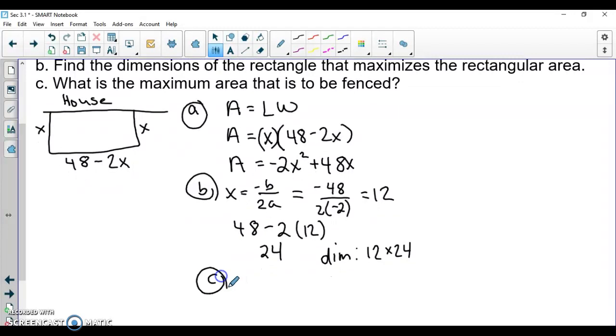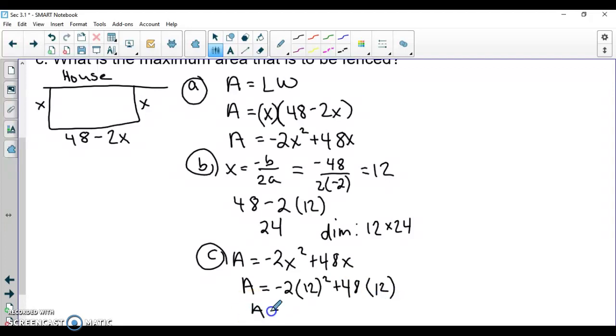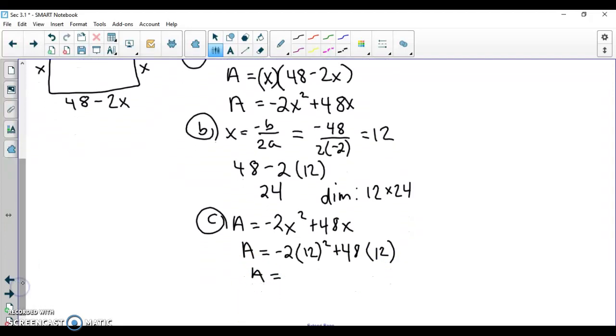Part C says to figure out what is the maximum area that is to be fenced. So I'm going to use the equation A equals negative 2x squared plus 48x, which is what I found in A. And I'm going to substitute 12 in to find out exactly what is the maximum area. So negative 2 times 12 squared plus 48 times 12. That means the area equals 288 yards squared.